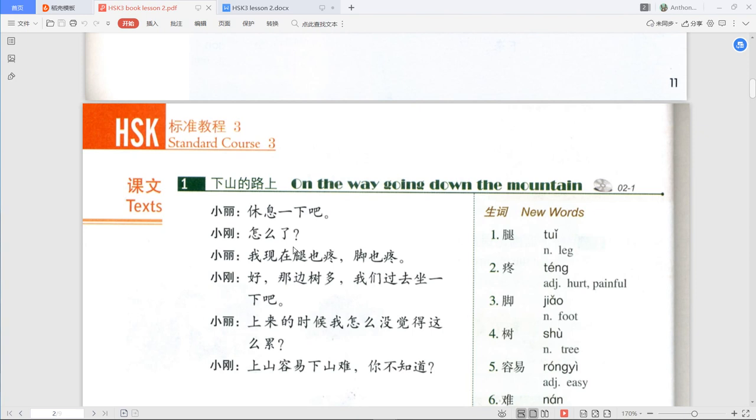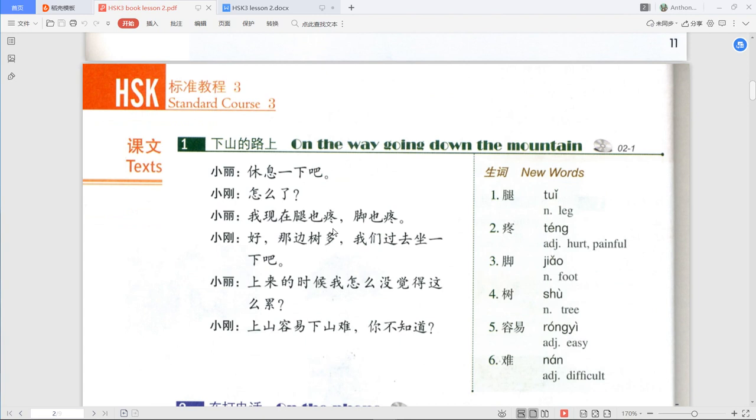我现在腿也疼，脚也疼。 So, 我, I, 现在, now, 腿也疼, leg also hurts, 脚也疼, the feet also hurt. We don't actually have to use 也 twice, but I think Xiao Li wants to emphasize not just feet or not just legs, so they both hurt.